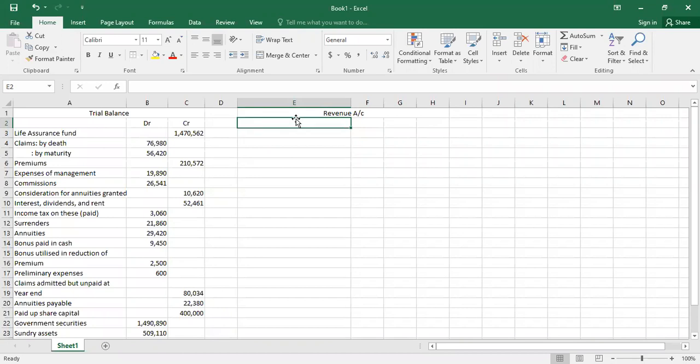I'll go on. I want to do the revenue account. What you need to know is that when you are preparing the revenue account, we always start with the life assurance fund, because this is the balance that will be brought forward. And if you recall, I explained why a life assurance company does not report a profit. The assumption is that life assurance falls under the categories of not-for-profit making organizations.